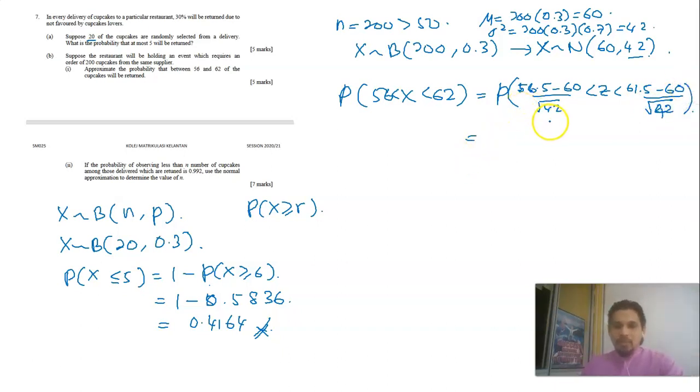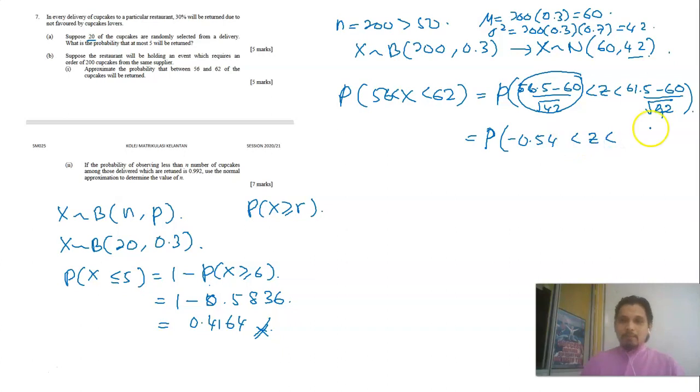Okay, so for this one now, you will get a negative value and a positive value. It's a property of this one. The first one is negative 0.54. And for this one, 61.5 minus 60 divided by square root of 42, okay, 0.2315.